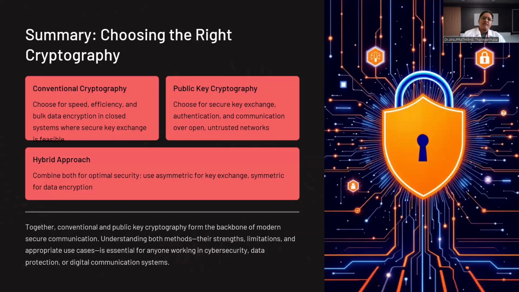So this is a summary of conventional cryptography and public key cryptography, as well as the combination of both, which is the hybrid approach. First, conventional cryptography is chosen for speed, efficiency, and bulk data encryption in closed systems where secure key exchange is feasible. Public key cryptography is chosen for secure key exchange, authentication, and communication over open, untrusted networks. The hybrid approach combines both for optimal security: use asymmetric for key exchange and symmetric for data encryption.